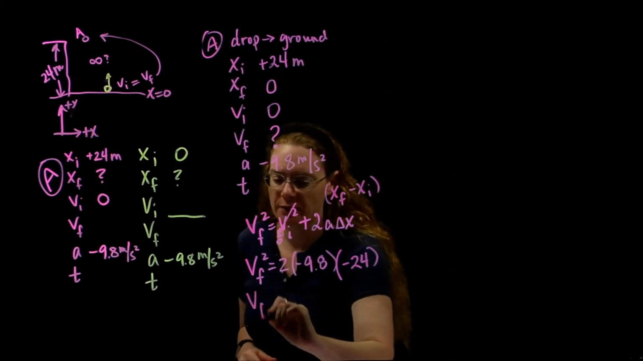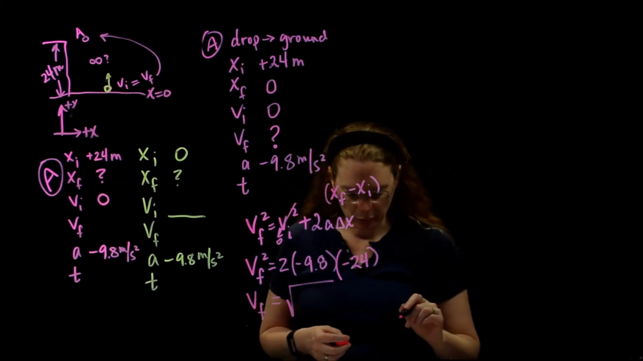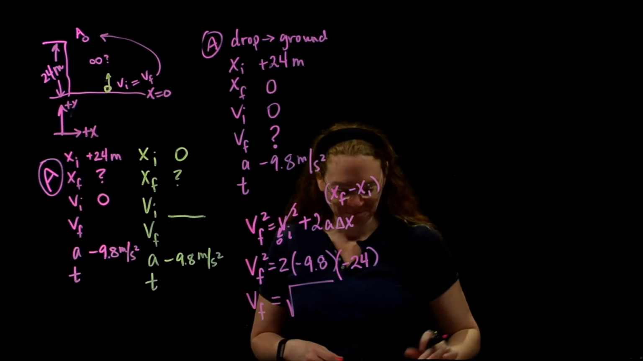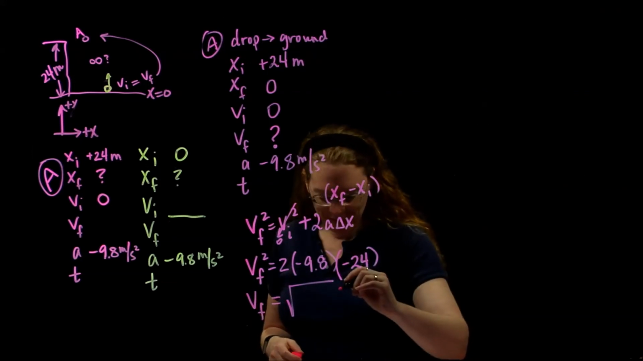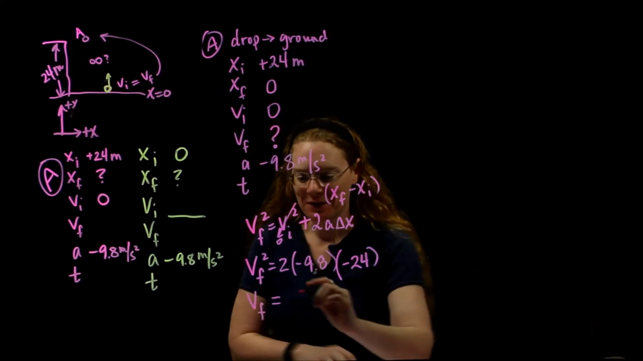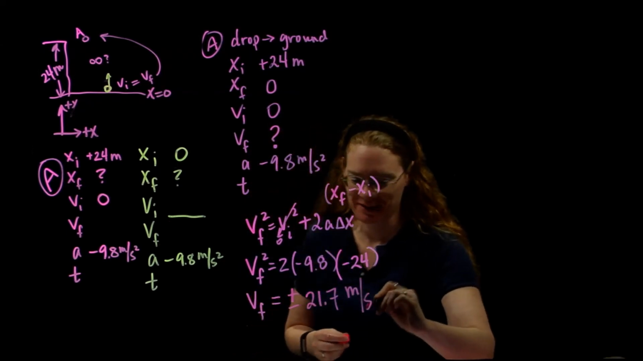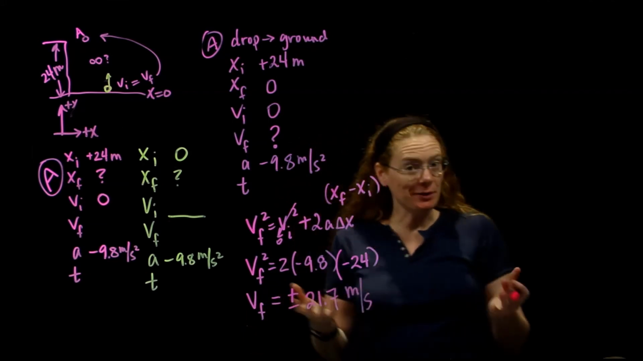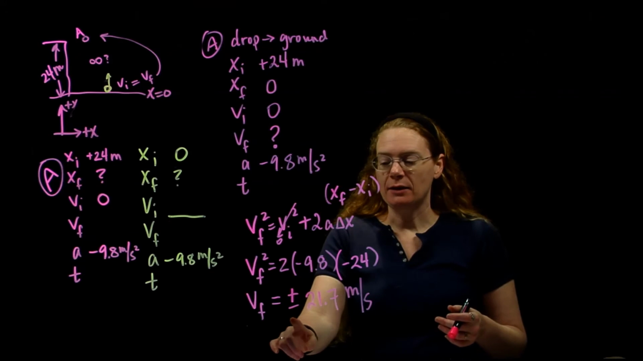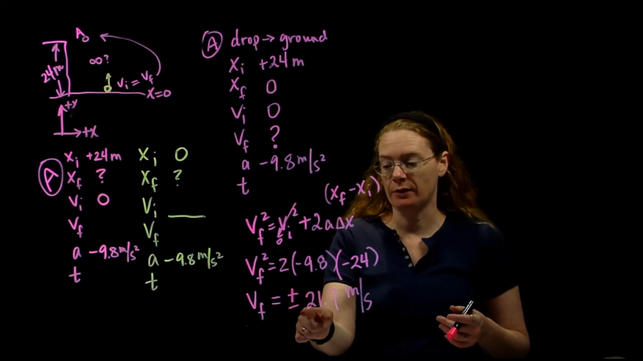Okay, so V final squared. So V final is going to be the square root of, well, I don't know what. I didn't write that down. What we get is going to be plus or minus 21.7 meters per second. Why plus or minus? Because I took a square root. This means that I need to choose which of the two roots, plus or minus, is appropriate in this case.